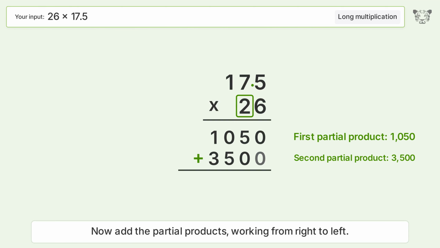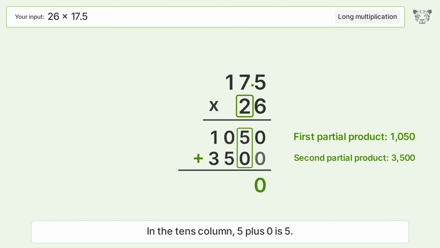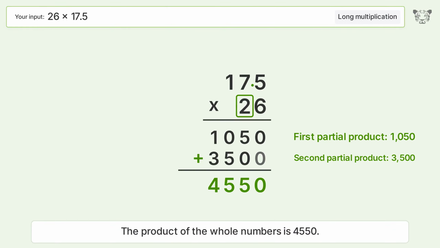Now add the partial products, working from right to left. In the ones column, 0 plus 0 is 0. In the tens column, 5 plus 0 is 5. In the hundreds column, 0 plus 5 is 5. In the thousands column, 1 plus 3 is 4. The product of the whole numbers is 4550.